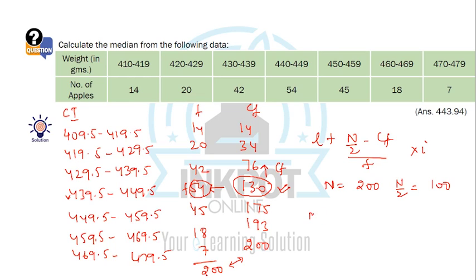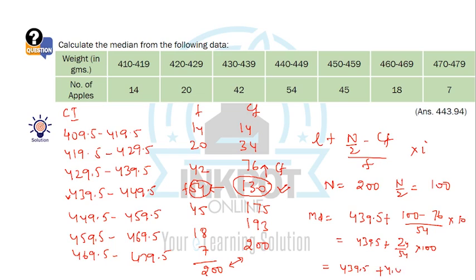So my median value is 439.5 plus 100 minus 76 upon 54 into 10. The length of the interval is clearly 10. This is 439.5 plus 24 upon 54 into 10. It turns out to be 439.5 plus 4.4, which is 443.9. So that is your median.